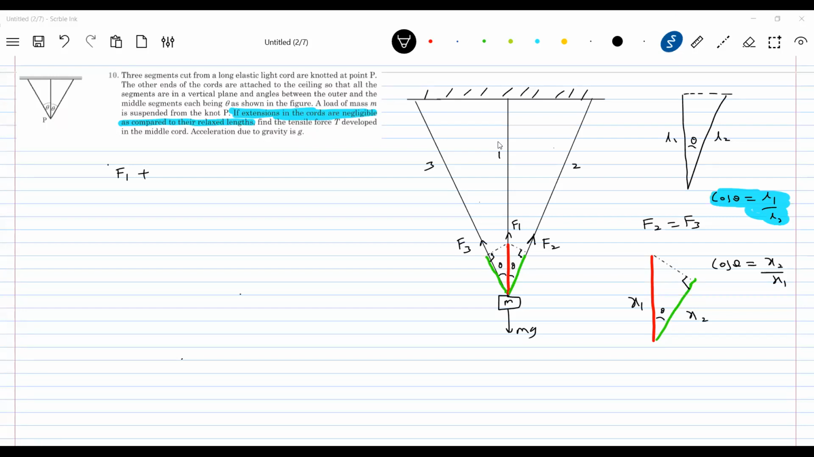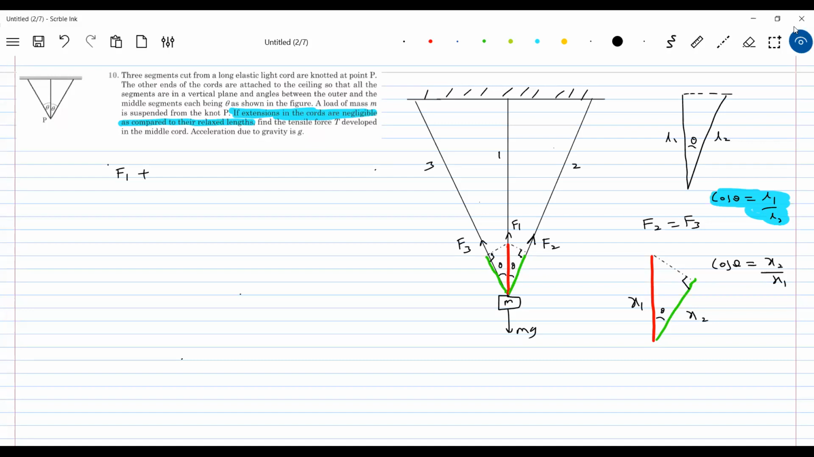Sir, why is the elongation in the second and the third segment perpendicular? Why is that angle? So I'm taking that one. Here, the moment I release the block, what happens? The elastic cords will elongate. So I'm dropping a perpendicular here to get the relation between them.